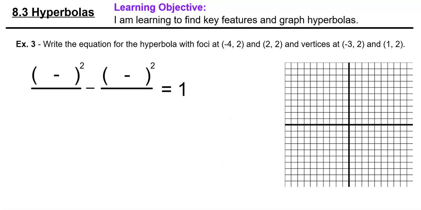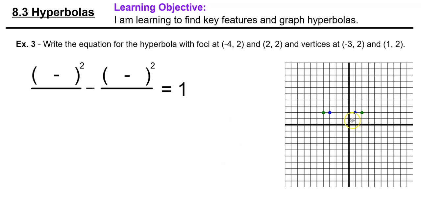In the next example, they want us to write an equation of a hyperbola that has 2 foci at (-4, 2) and (2, 2). And then it has vertices at (-3, 2) and (1, 2). And so that would be the very first thing I would do, is just plot all of those points. So there they are. I've got my vertices, which are in blue, and I've got my foci, which are in green.